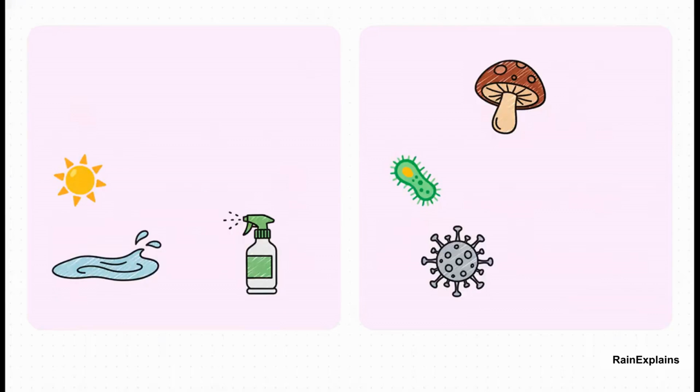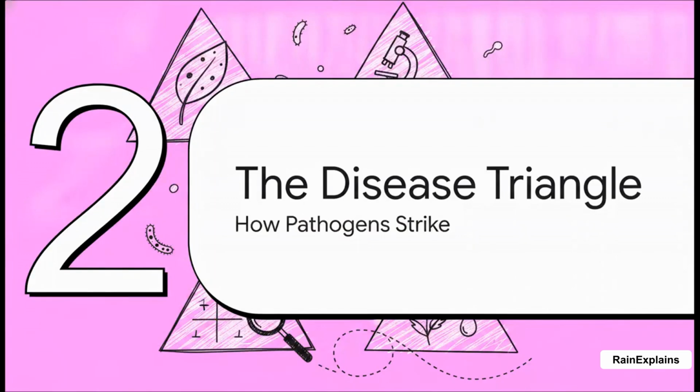And the thing is, they don't just happen to the plant. They actively attack and colonize it. Grasping this distinction, that is the complete bedrock of plant pathology. Moving right along to Section 2, the disease triangle.